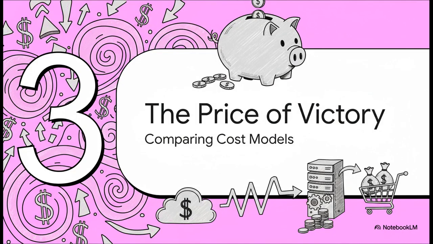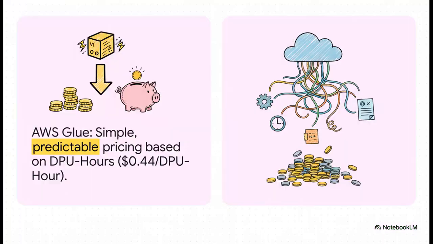All right, let's talk about money. Because no matter how cool the features are, cost is always a huge part of the decision, right? So let's take a look at how these two services approach pricing, because, again, they're pretty different. AWS Glue is pretty straightforward when it comes to pricing. Basically, you pay for the computing power you use, which they measure in something called DPUs, or data processing units, and you're billed by the second. This simple approach makes it way easier to guess what your bill is going to be.